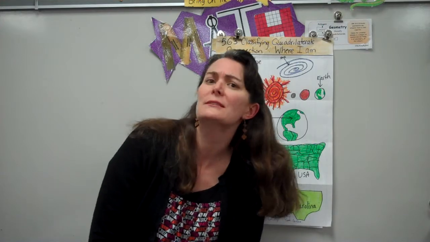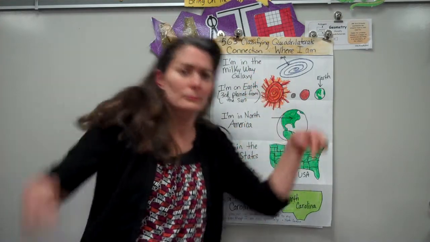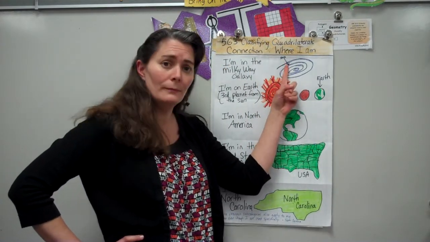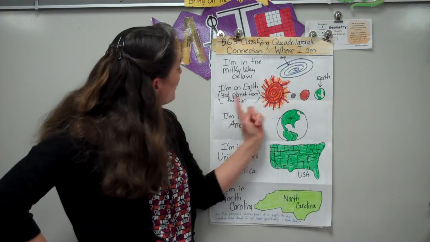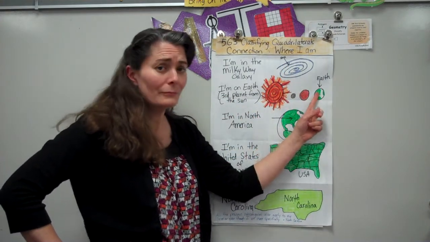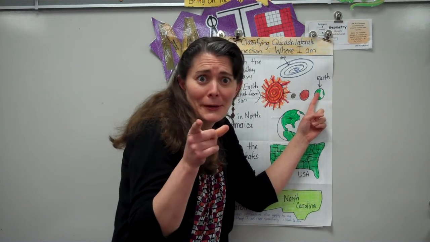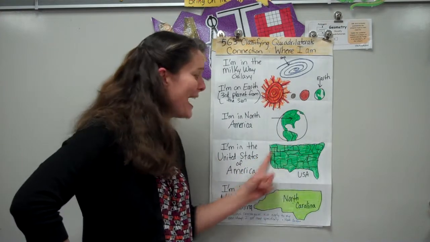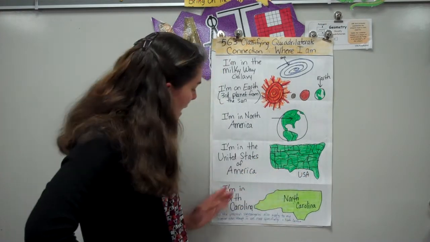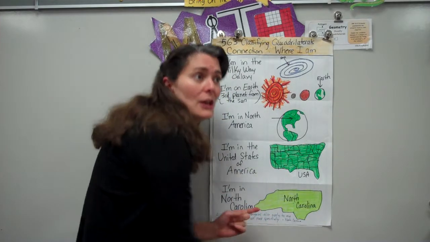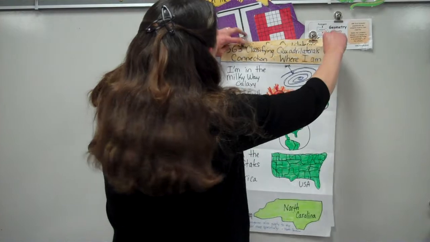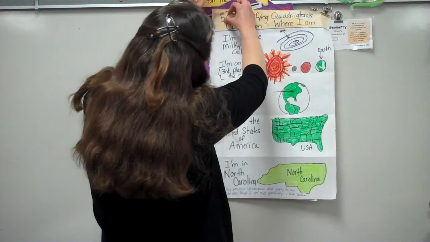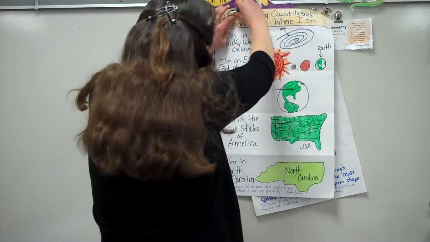If we were to classify this into subcategories using where I am, and you'll see this in your PowerPoint slides, I did a little bit different example, but where I am right now. So I am in the Milky Way galaxy. You are here. I am on Earth, the 3rd planet from the sun. And don't laugh at my drawings because you know that I don't always do that so great. I am in North America. I am in the United States of America. I am in North Carolina. So hopefully you can see, I'm not even sure if you can see because I don't have my video helper.